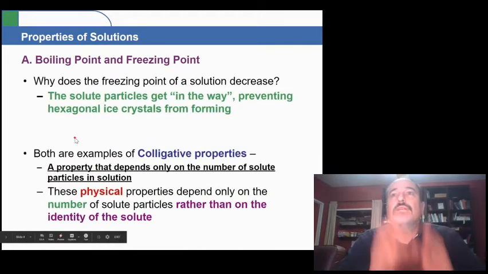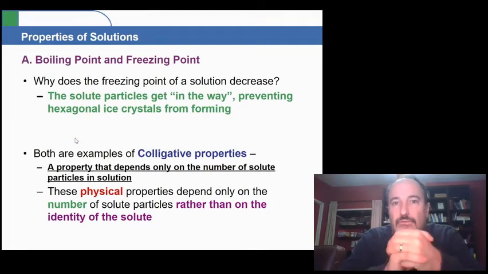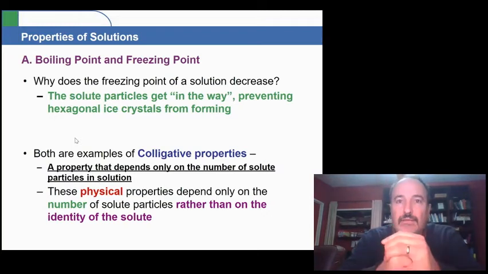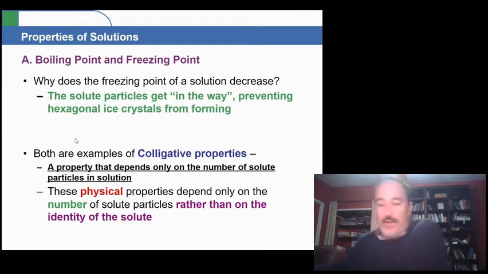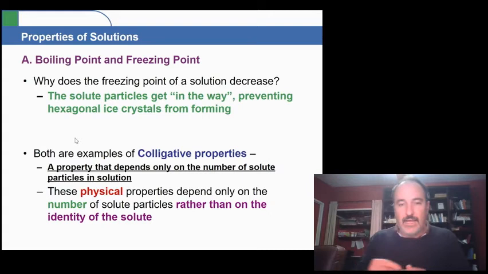Now, what about freezing point? Well, freezing point decreases in the same basic way. The solute particles physically get in the way to prevent the hexagonal ice crystals from forming. They form in a hexagonal shape interlocked with each other, and it basically looks something like this. It's almost like a honeycomb type of shape.